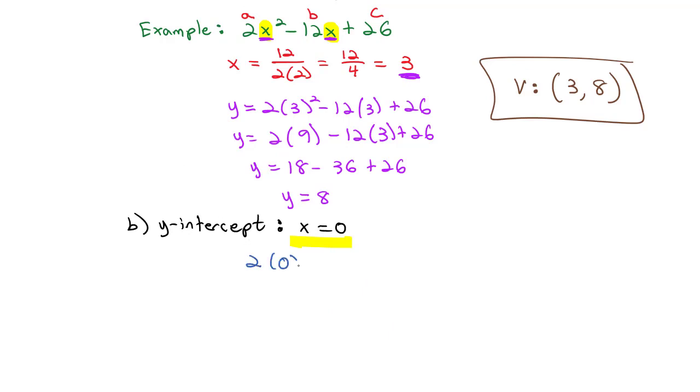So we would have 2 times 0 squared minus 12 times 0 plus 26. And what's really nice about standard form is multiplying by 0 just goes to 0, and so we can see the y-intercept pretty quick by just glancing at a standard form equation to be 26.